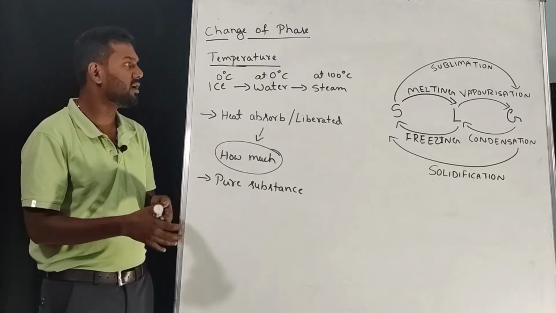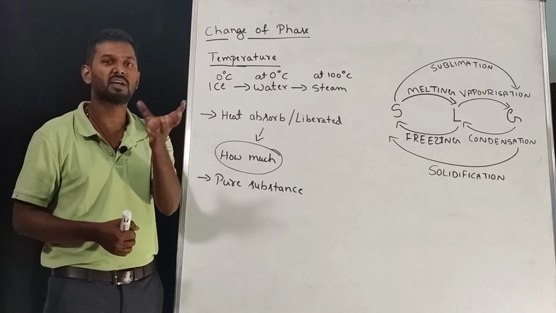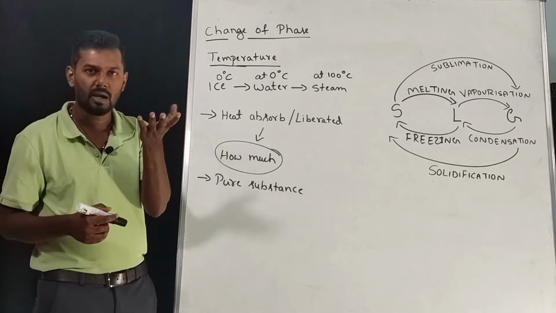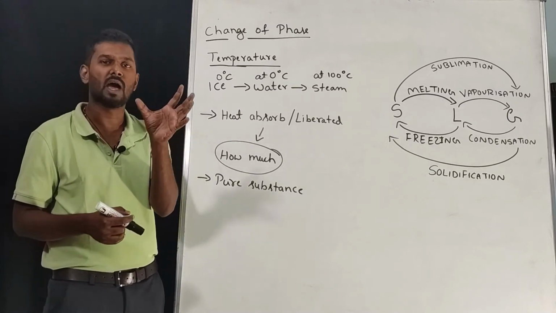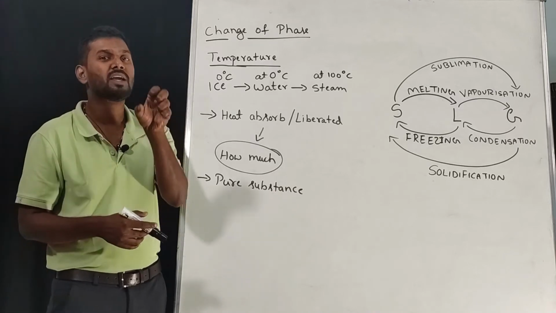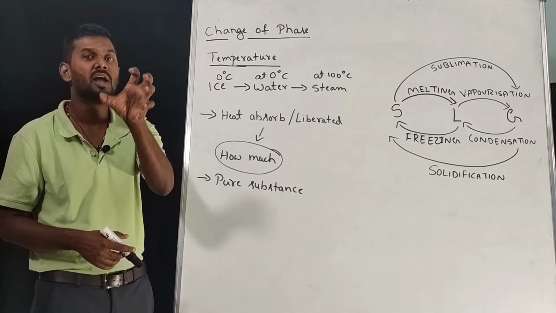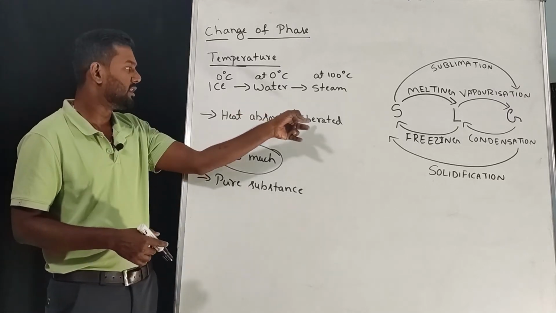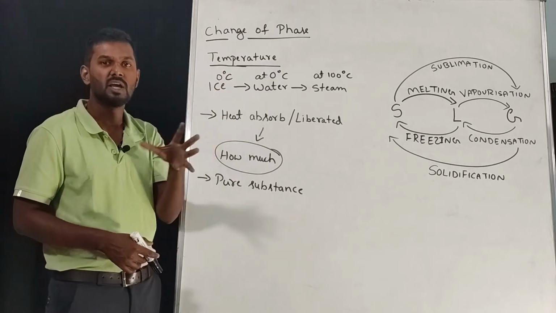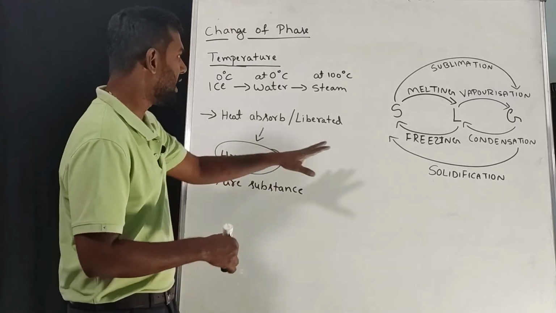And during the freezing process, assume we are freezing water. Water at normal room temperature has some heat energy. Whenever we start freezing it, whatever heat energy it has will be liberated, given out. Whenever the temperature reduces, the heat energy will come out of the body. Whenever the temperature increases, it will absorb heat energy from the surroundings. Next, we'll talk about this one.